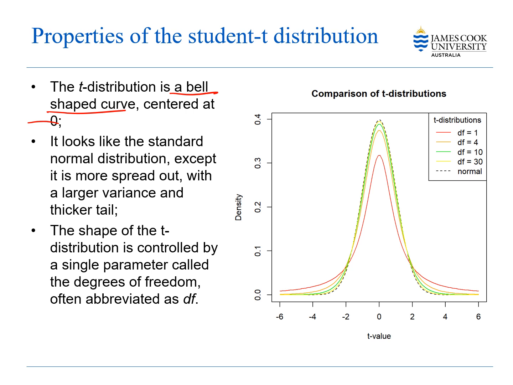It looks like the standard normal distribution, except it's more spread out, and has a larger variance and thicker tails. The shape of the T distribution is controlled by a single parameter called the degree of freedom. In our graph here, the dotted curve is the standard normal distribution. Let's look at the solid red one. This is a T distribution with degree of freedom 1. If we increase it to 10, we get the green one. I hope you agree that it's very similar to the standard normal distribution, despite them being different.